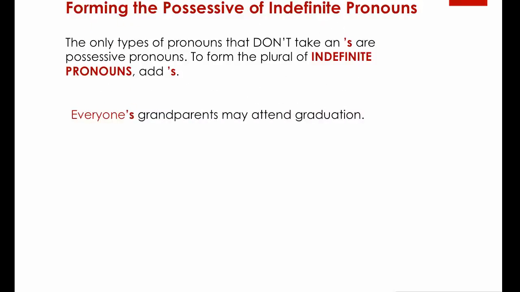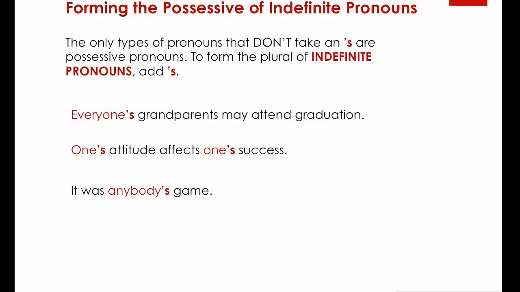So examples: everyone's grandparents may attend graduation. Everyone is the indefinite pronoun, so we add an apostrophe s. One's attitude affects one's success. One is the indefinite pronoun, so we add an apostrophe s. And it was anybody's game. Anybody is the indefinite pronoun. To form the possessive, we add an apostrophe s.